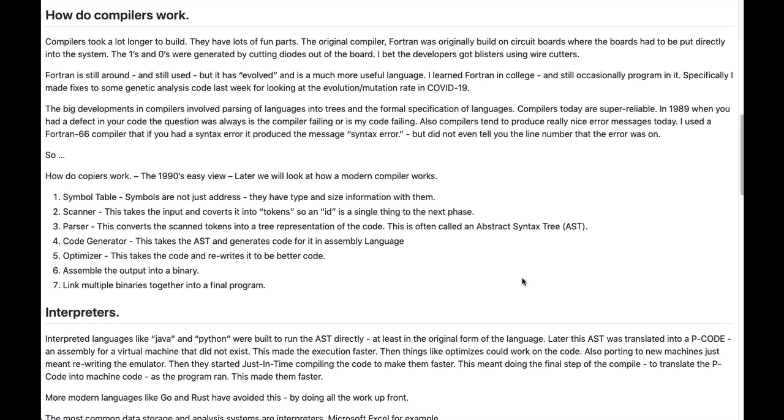The original compiler, Fortran, is built on a circuit board, literally that was covered with diodes, where the diodes, if they were there, represented a 1, and if they were gone, they represented a 0. I think that's how those boards work. It might be flip-flop from that. But the 1s and 0s in the actual program were created by cutting diodes out of the board with a pair of wire cutters. Thinking about it, I bet the people who developed it, like Dijkstra, actually got blisters from programming, if you can imagine that. So Fortran is still around.